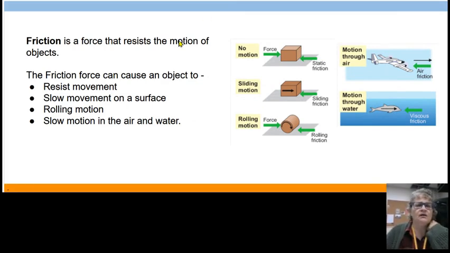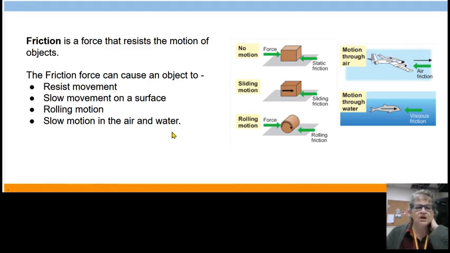Okay, so as this is a continuation of net force, really what we're talking about is one specific type of force that can be found in net force. The friction force is a force that resists the motion of objects. It can cause an object to resist the movement, meaning it won't move. It can slow the movement of the object. It could make it roll, or it could slow the motion in the air or water.